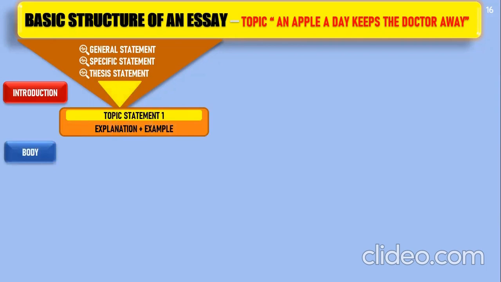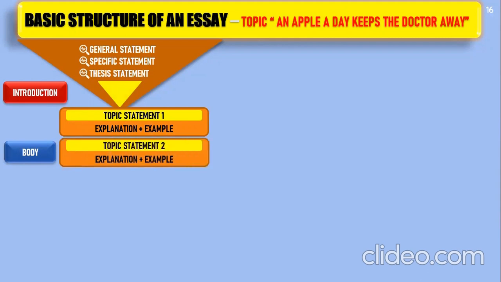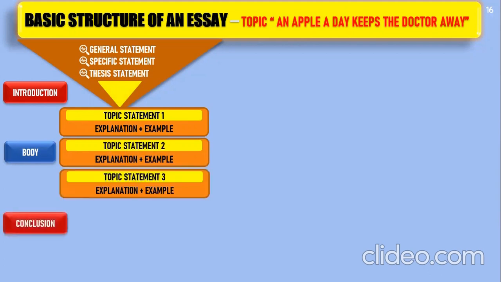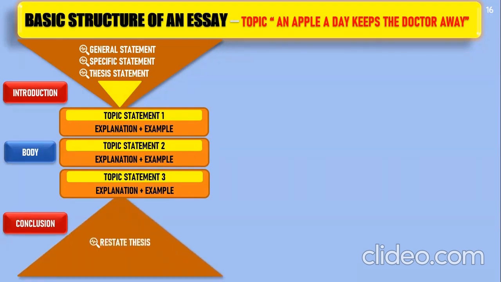Before I write the second draft, I need to modify the structure of my essay, and be more systematic about it. First is the introductory paragraph: I will talk about the general statement, then the specific statement, and then the thesis statement. In the body, I will give topic statement 1, the explanation, and support it with an example. Topic statement 2, give the explanation and support it with an example. Then topic statement 3, give the explanation and support it with an example. Then comes the concluding paragraph, where I will restate the thesis statement, summarize the essay, and also generalize the concept that an apple a day keeps the doctor away.